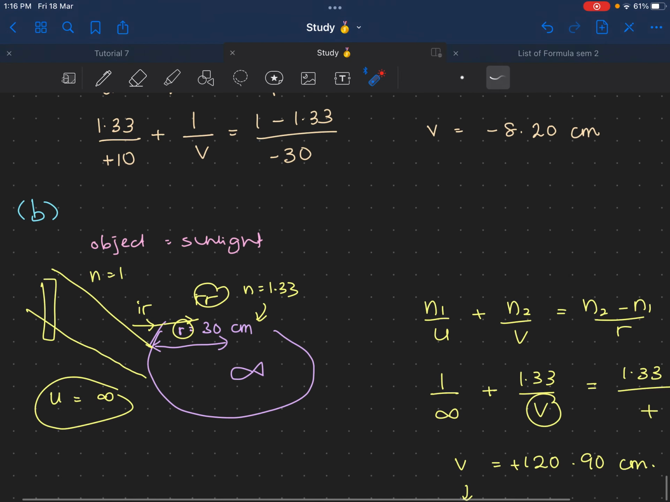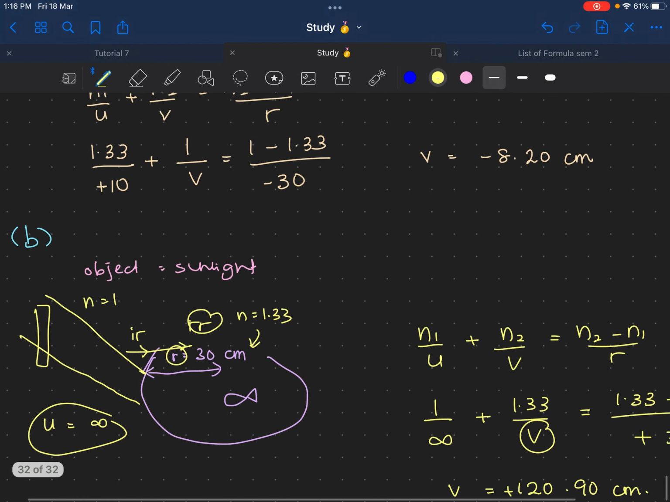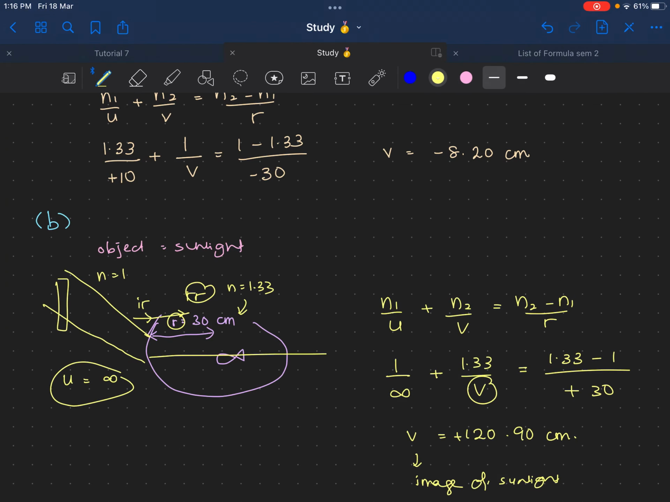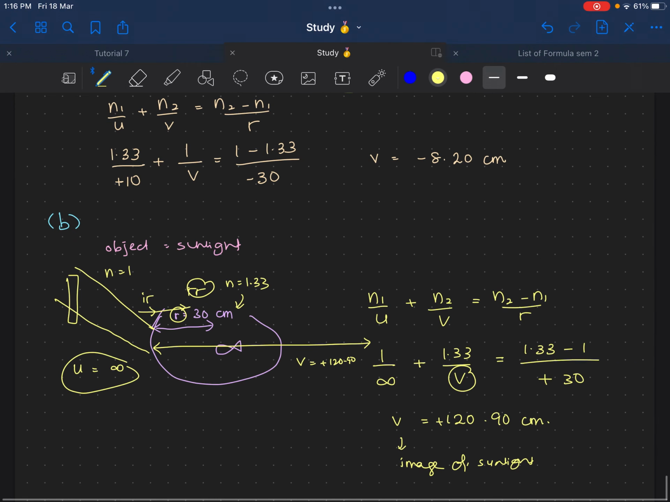This one is 30 centimeter, and this one is another 30 centimeter. Then it is 120, maybe far away. This will be your v, positive 120.90 centimeter. So this will be the image of the sunlight. Will it affect the goldfish? The answer is that the goldfish does not see the sunlight focused on it, because the image will fall around here. It doesn't go to the goldfish's eye.